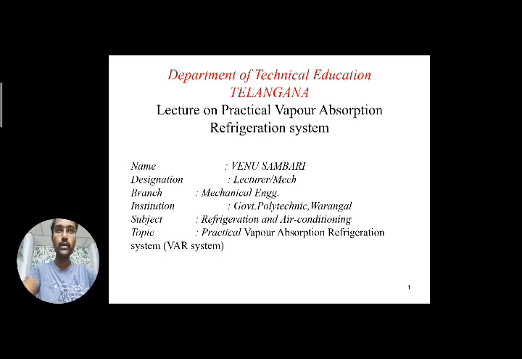Whenever we use it in a practical condition, some additional components are added to it, just like safety devices, to make it work properly without any interruption. So it is a practical vapor absorption refrigeration system. In continuation we will see some refrigerant and absorbent properties, and the refrigerants we have seen in the last classes. Mostly we are using ammonia and water.